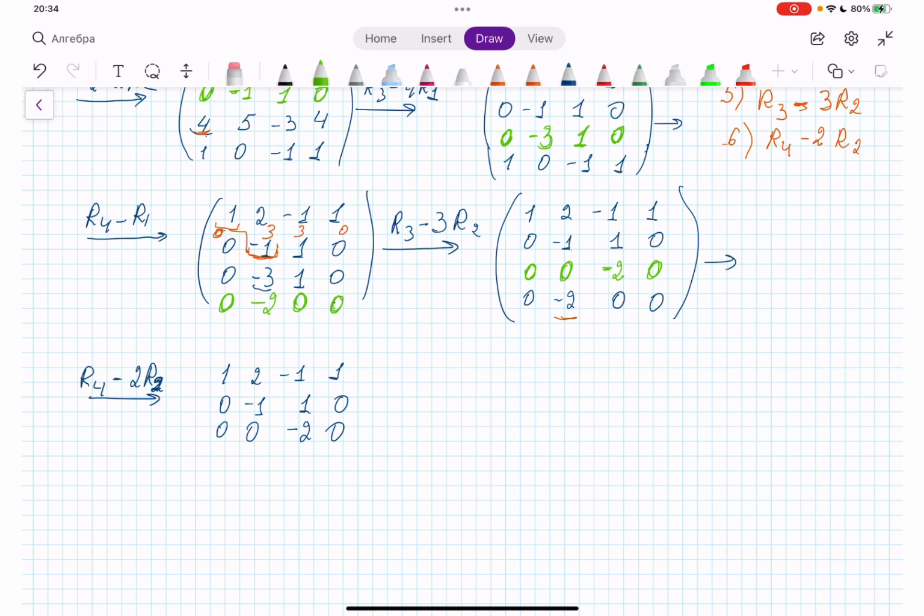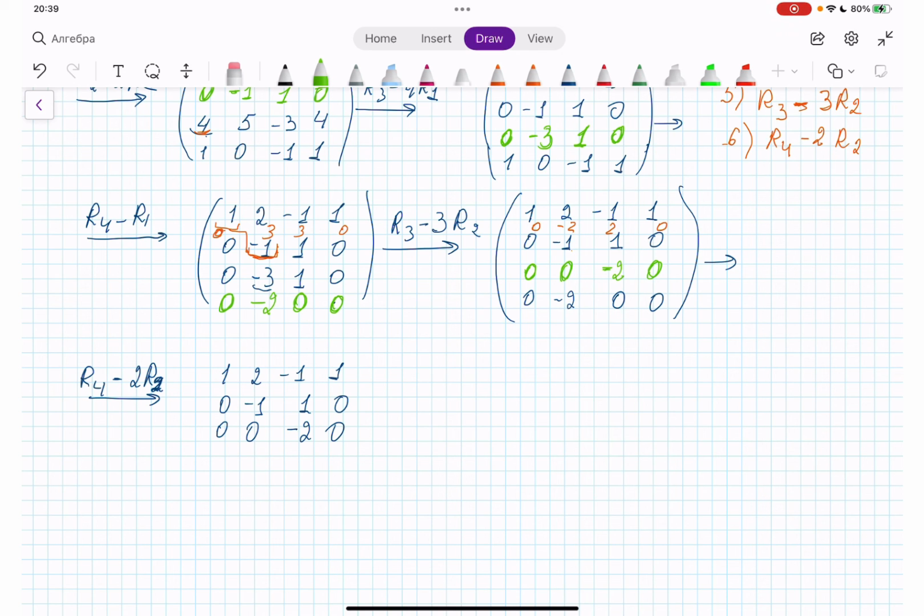Now with green color, I'm going to do changes in the fourth line. So R4 minus twice R2. Let me make twice R2. I need to multiply the second row by 2. So let's do it. This is going to be 0. 0 times 2. -1 times 2, it's going to be -2. 1 times 2, it's going to be 2. And here is going to be 0. And then we are going to subtract first row minus second row.